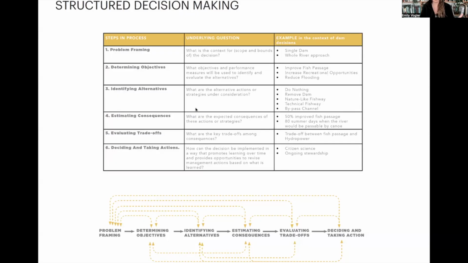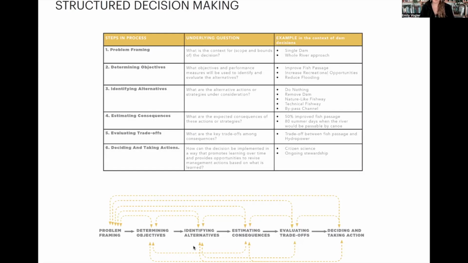You then would move into a determining objectives phase, right? What objectives and performance measures will be used to identify and evaluate the alternatives? What matters? What are those interests on the project? Improving fish passage, increasing recreational opportunities, reducing flooding, those types of things. And then you move into, like I said, it's iterative. So the diagram at the bottom is intended to communicate that it's not linear, but you then can move into this identifying alternatives phase where you might look at what are all the possible alternatives. For example, you might look at doing nothing or removing the dam as the two extremes. And then what are the other things that might exist in between?